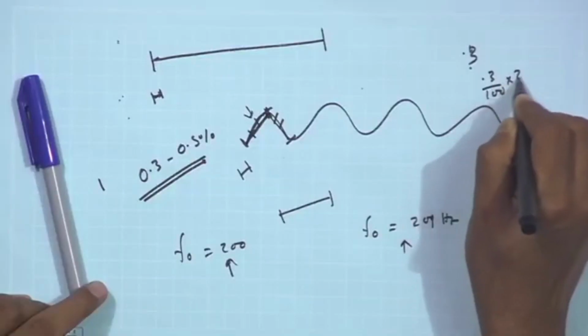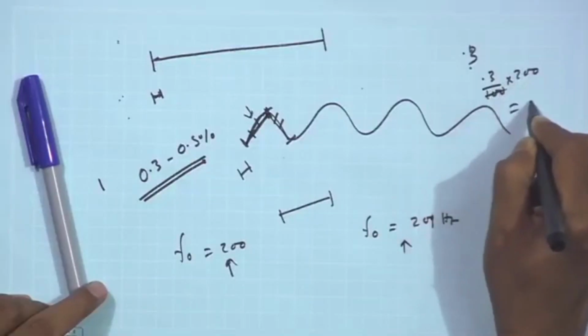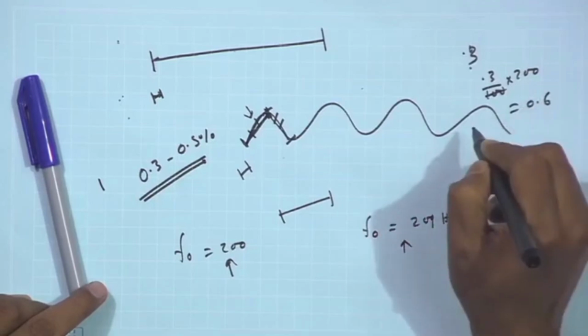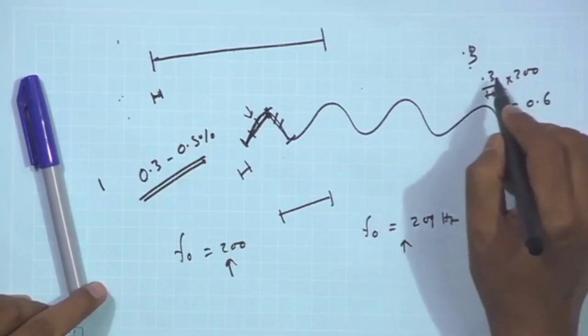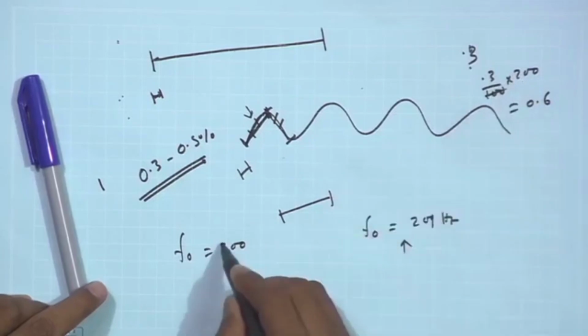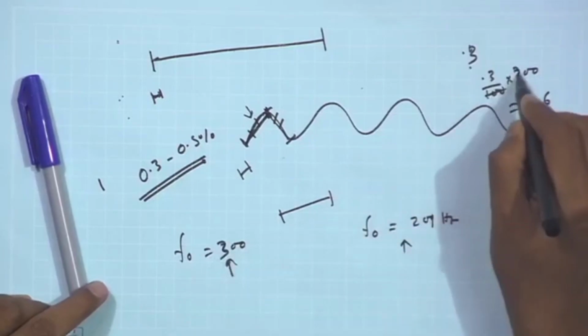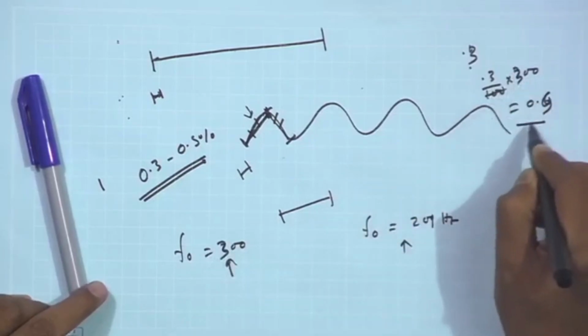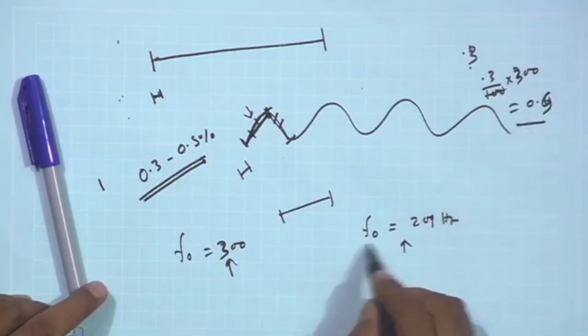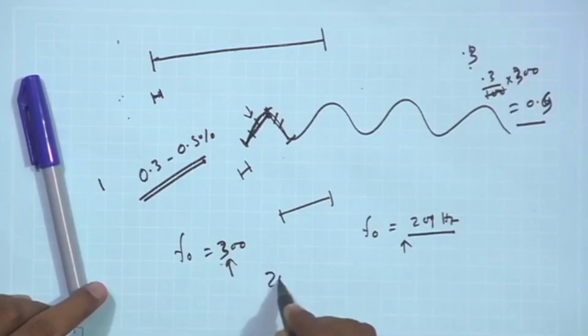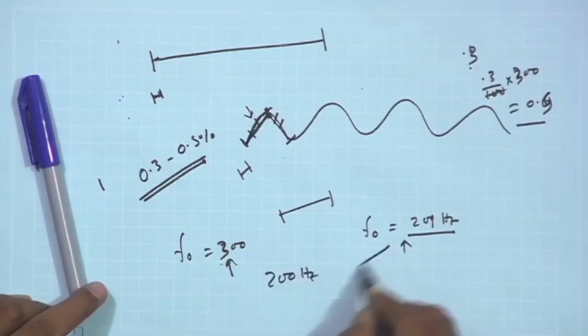So, let us take 0.3%. 0.3% means 0.3 divided by 100 times 200, so 0.6. Okay. If it is for 300 hertz, then 0.9. So, I can say approximately that a 201 hertz frequency and a 200 hertz frequency I cannot differentiate.